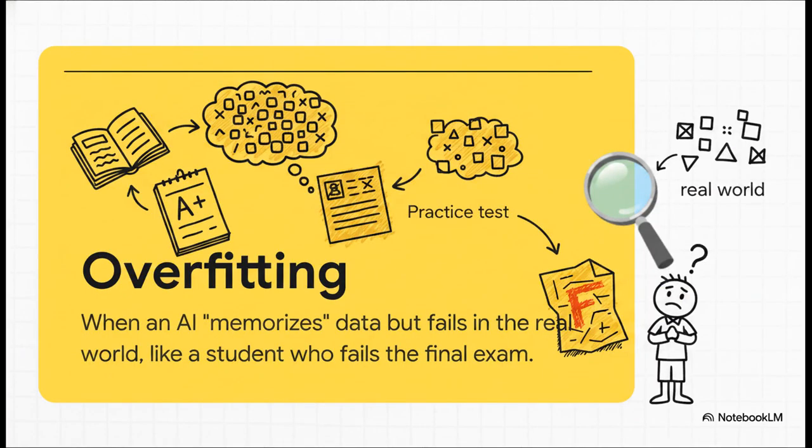But just like in school, there's a risk of studying the wrong way. In AI, this is a huge problem called overfitting. This happens when the model gets so good at the specific examples it was trained on that it basically just memorizes them. It can totally ace the practice test, but when it gets to the final exam, the real world, where the questions are just a little bit different, it fails completely. It never actually learned the underlying concept.